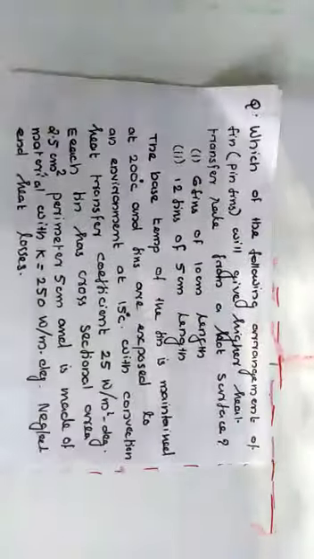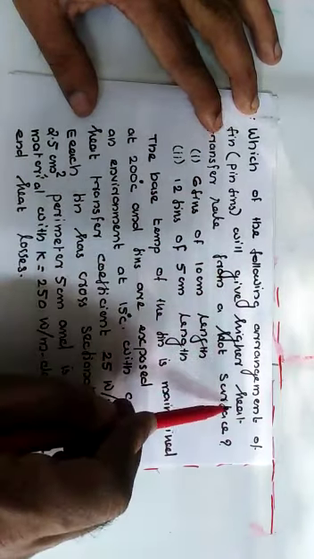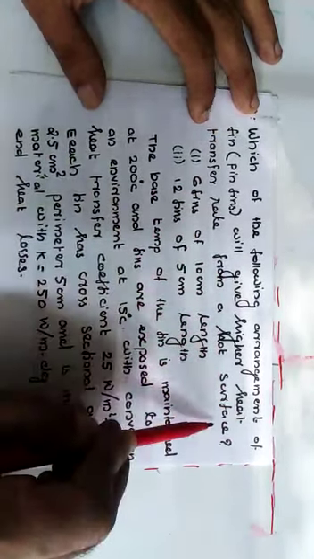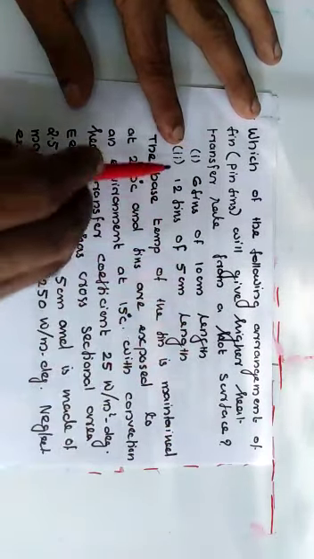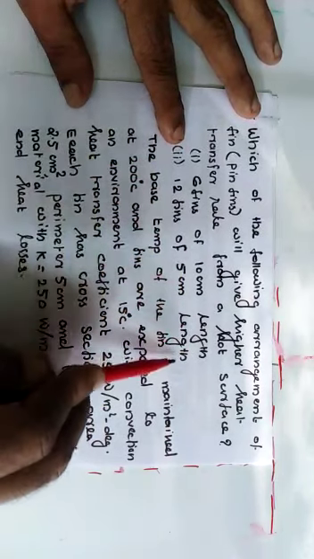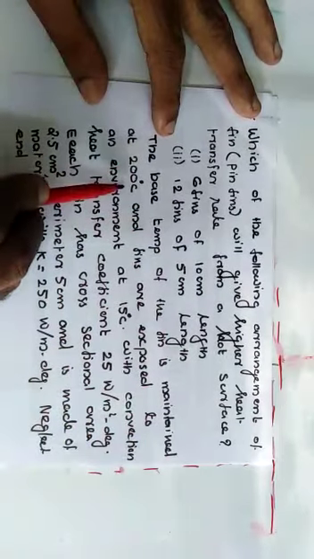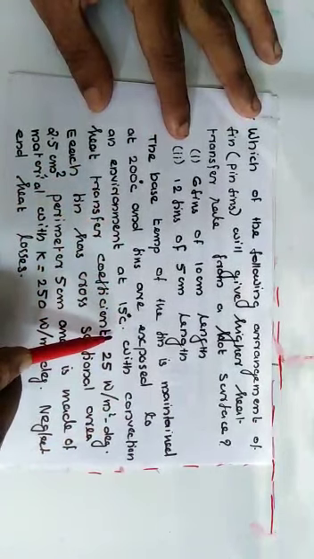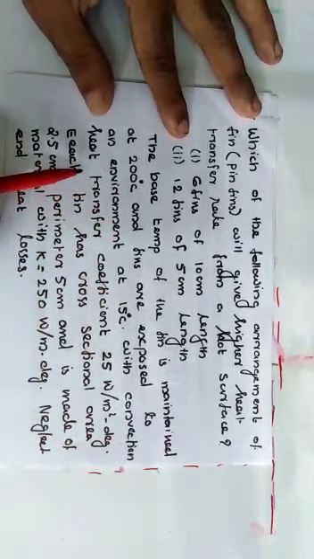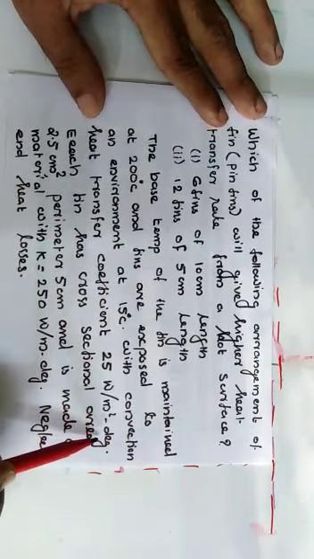Next problem is, which of the following arrangement of the fin will give higher heat transfer rate from a hot surface? The first condition is 6 fins of 10 centimeter length and the second condition is 12 fins of 5 centimeter length. The base temperature of the fin is maintained at 200 degrees Celsius and fins are exposed to an environment at 15 degrees Celsius with convection heat transfer coefficient 25 watt per meter square degree.